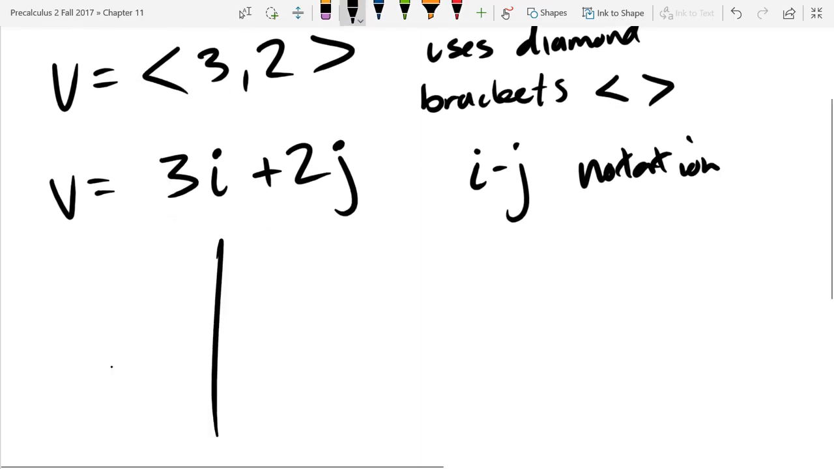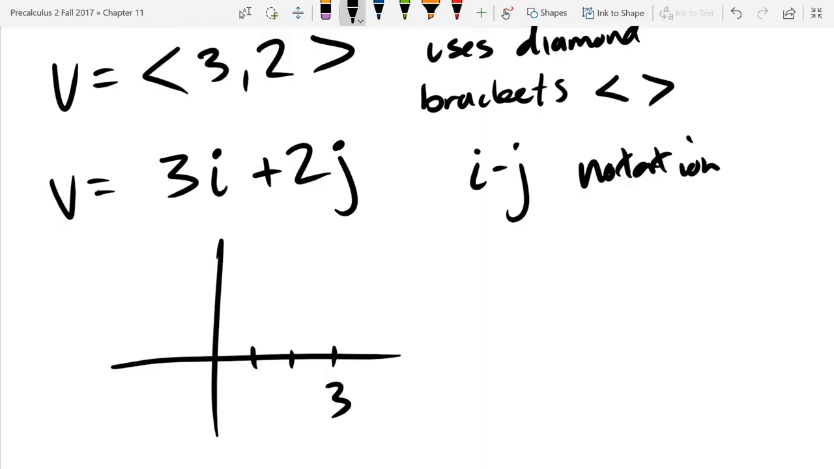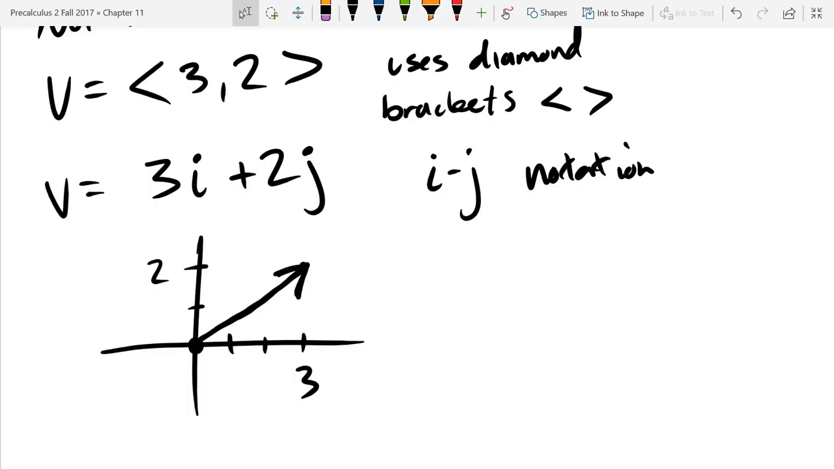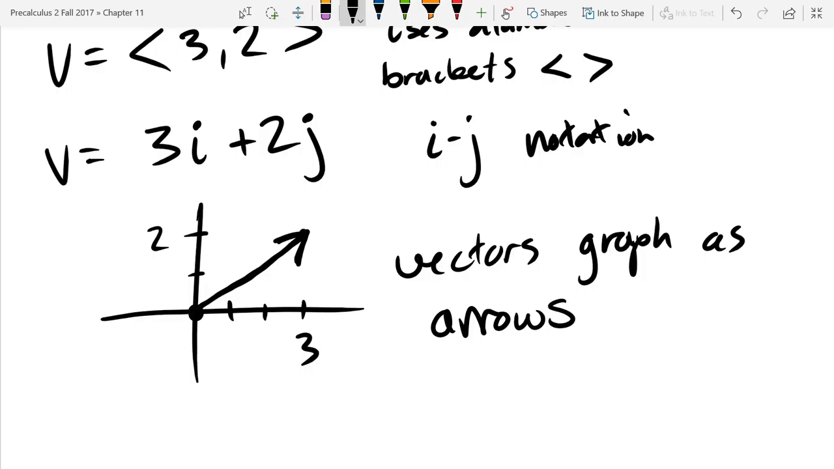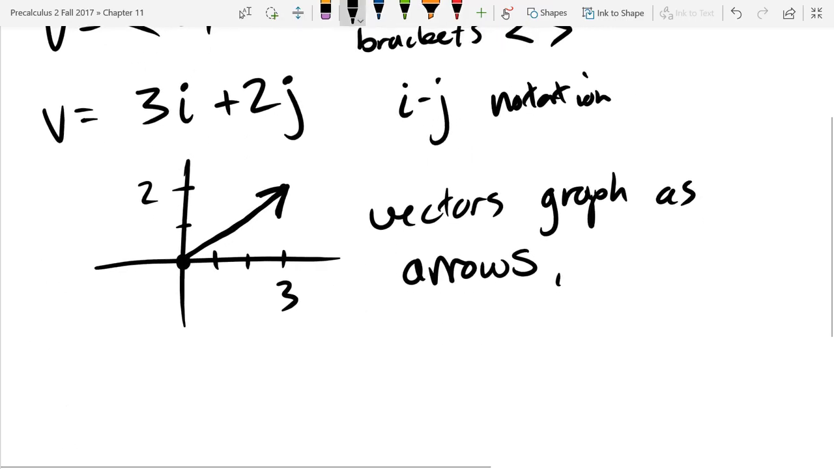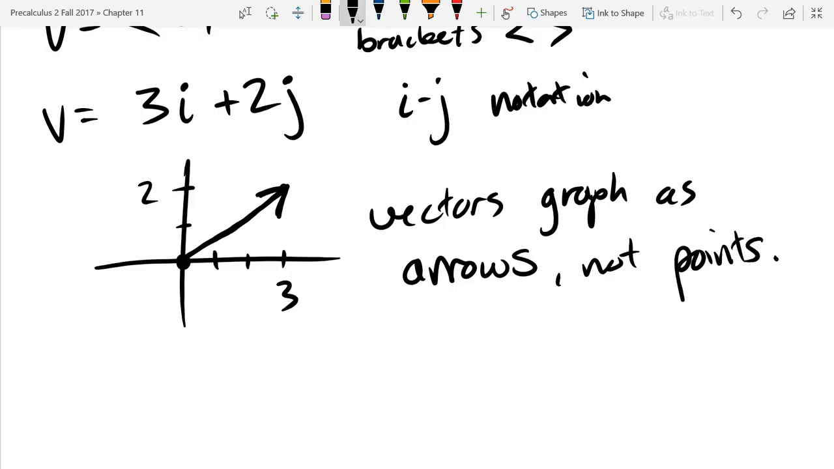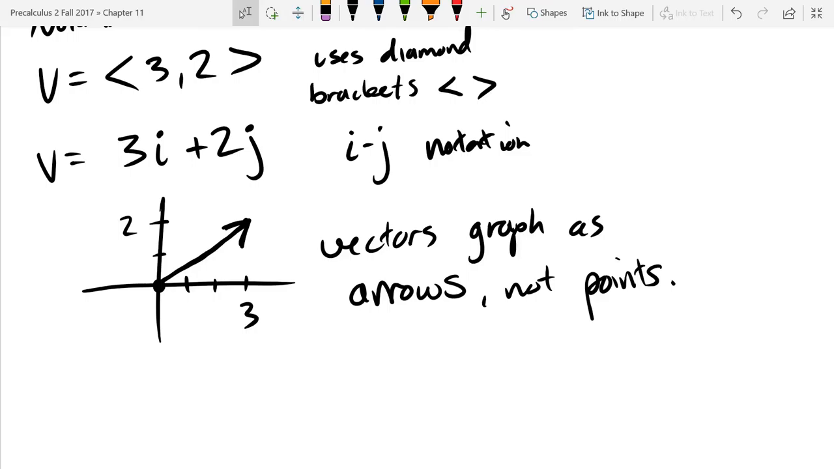It's very easy to plot this vector out on a graph. You go over 3, go up 2. Now, before, we graphed everything as a point or a dot. Vectors are the arrow from that point to the origin. So a vector is an arrow, not just the dot at the head of the arrow. So a vector's graph is arrows, not points. All right, so that is in two dimensions.